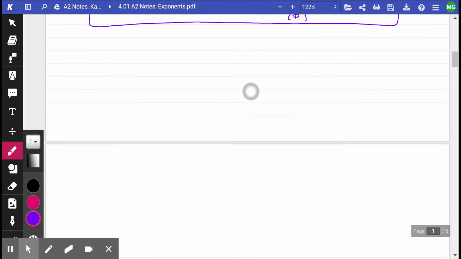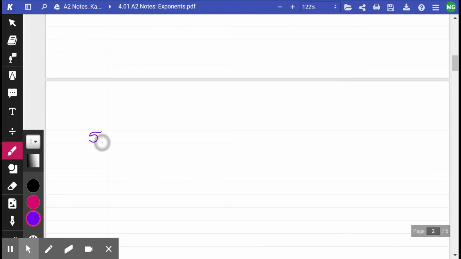Okay, we left off on 4. So let's go to number 5. Try this one. So negative 6 x to the second y to the 6th raised to the 3rd. Pause the video and see if you can do this one on your own.